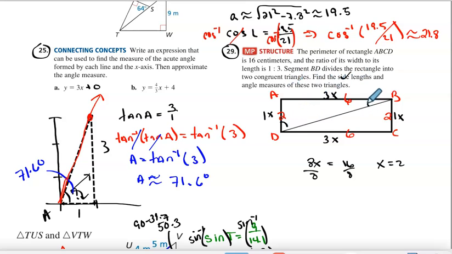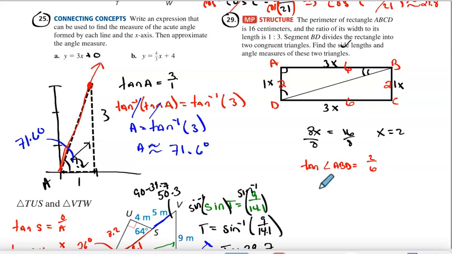And the angle measures of the 2 triangles. So we need this angle and this angle. We know this is 90 already. So if we find this angle here, this is going to be opposite. We can find BD very easily, but we don't really need to. We can use the opposite and the adjacent. So tangent of angle ABD is equal to the opposite over the adjacent. So that means the inverse tangent. So angle ABD, we'll have to take the inverse tangent of 2/6 or 1/3.